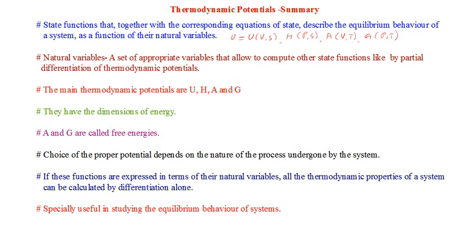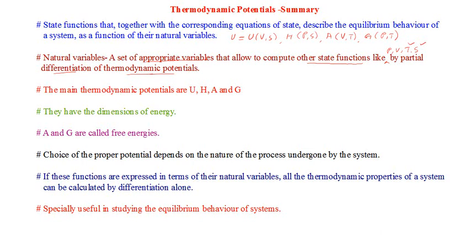Now, what is actually meant by natural variables? Natural variables are a set of appropriate, suitable variables that allow us to compute other state functions like pressure, volume, temperature, entropy, etc. So if P and V are the natural variables of a function, then the other state variables, T and S, should be calculated, and if V and T are the natural variables, the remaining two should be calculated, by partial differentiation of the thermodynamic potentials.